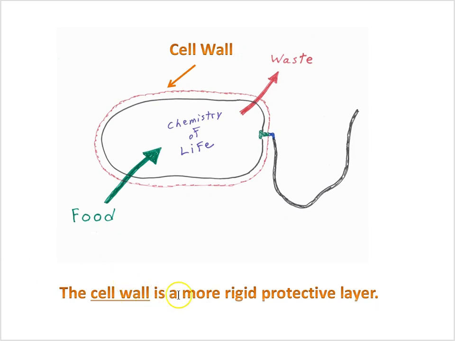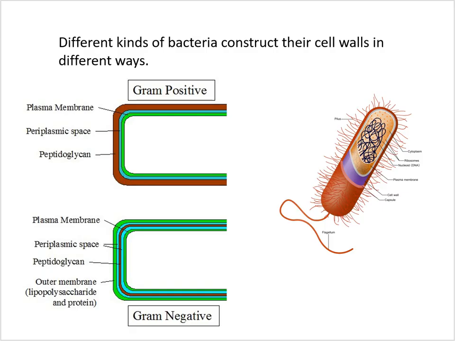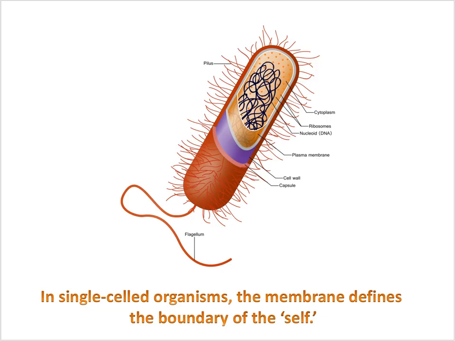The cell wall is a more rigid protective layer. Only some cells have a cell wall. Animal cells do not have a cell wall. Plant cells do have a cell wall, and many bacteria have cell walls. In bacteria, scientists can differentiate different kinds of bacteria depending on how they stain, whether certain chemicals will stain the bacteria or not. That stain can distinguish between different kinds of cell walls that bacteria construct, but we're not going to concern ourselves anymore with the cell walls of bacteria.